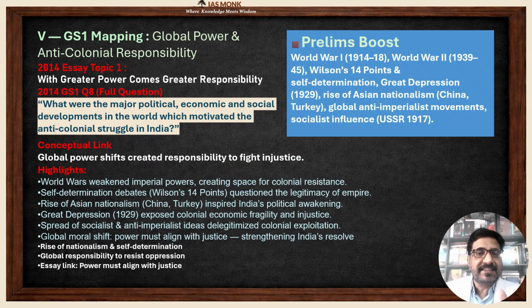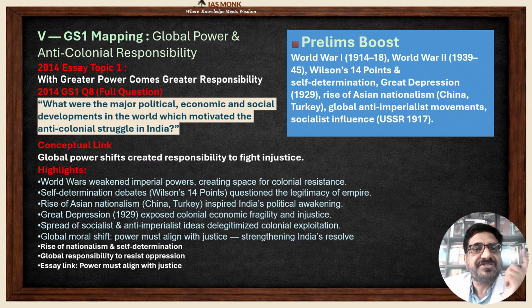Okay, the essay theme. We should not forget we are anchoring on our essay 1: with greater power comes greater responsibility. So this inspired India's anti-colonial struggle, the global developments. The essay theme is reflected here. Power must align with justice and responsibility. That is the essay theme. So India's anti-colonial struggle did not evolve in isolation. It was shaped by major global developments that exposed the irresponsibility of imperial power.